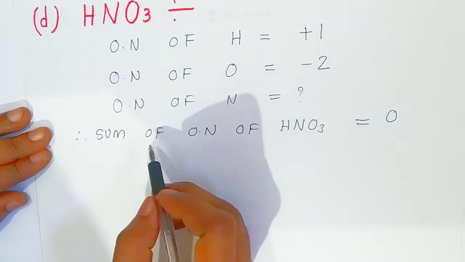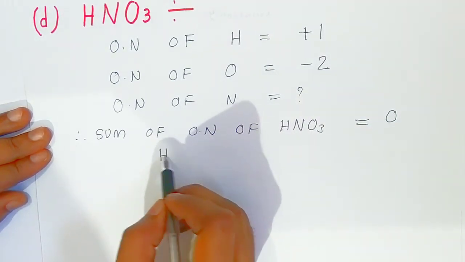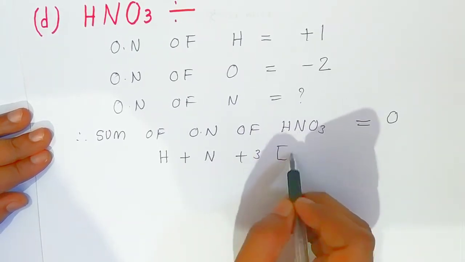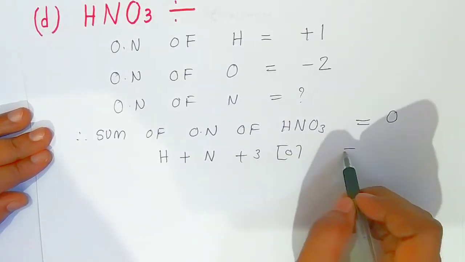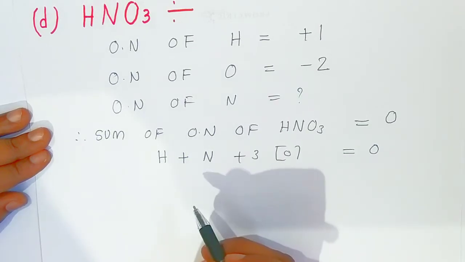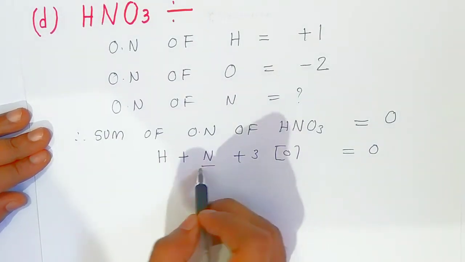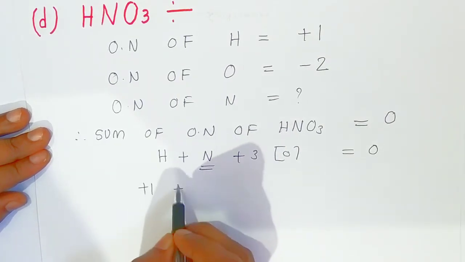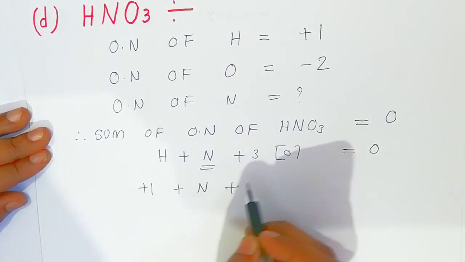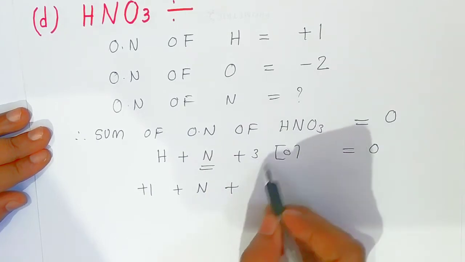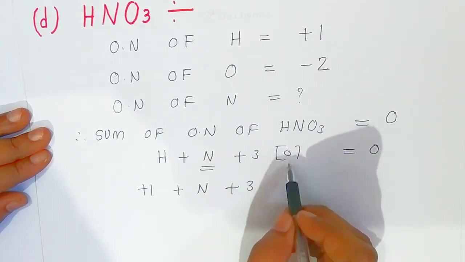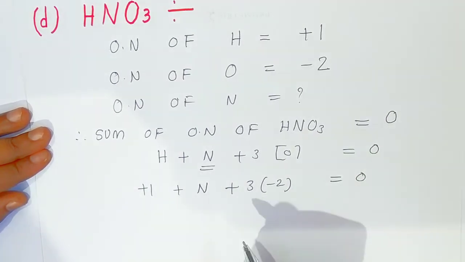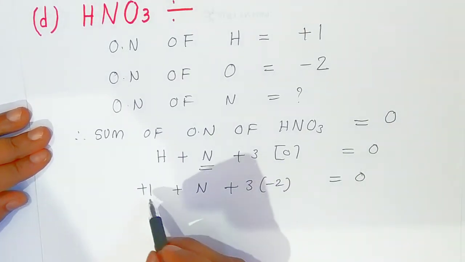Now students, this HNO3 is made up of 1 atom of hydrogen, 1 atom of nitrogen, and 3 atoms of oxygen, and the oxidation number is always 0 here. Okay students, because we are finding the oxidation number of nitrogen, what is the oxidation number of hydrogen? +1. Nitrogen you write as it is, because we don't know its oxidation number. So the oxidation number of oxygen is -2, which equals 0. Correct students?